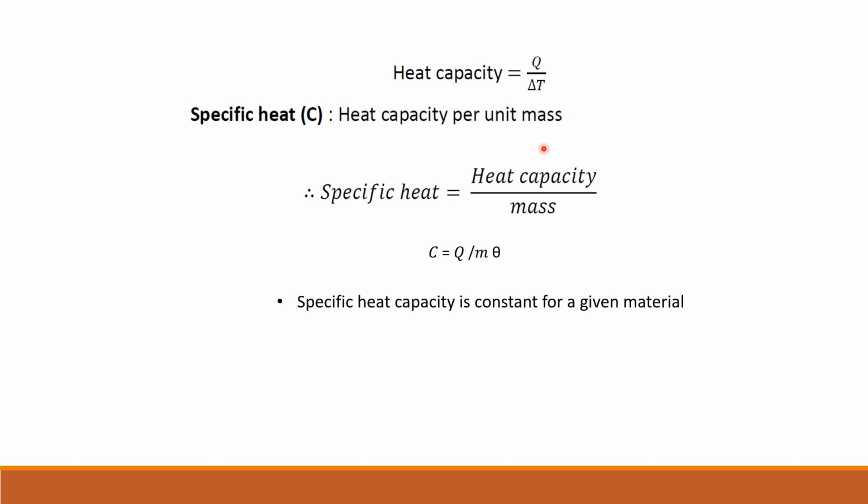Heat capacity is given by Q by del T. Q is the energy supplied to the material, the heat energy supplied to the material. Del T is the change in temperature.